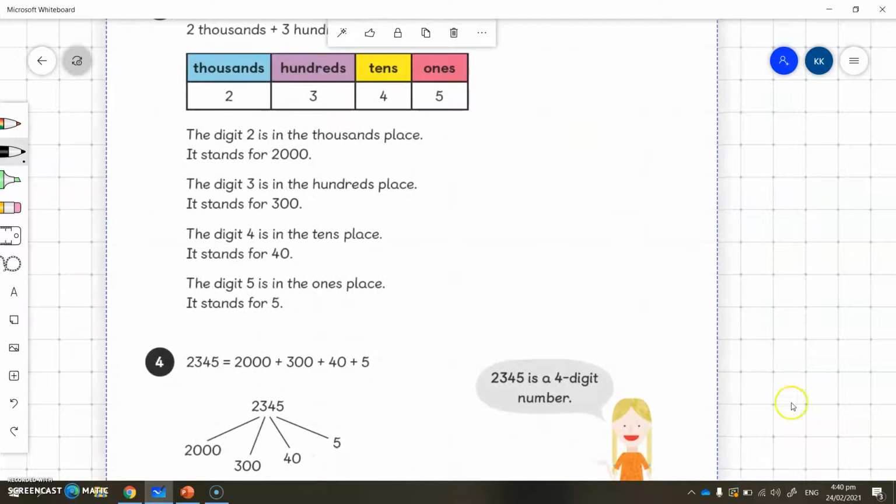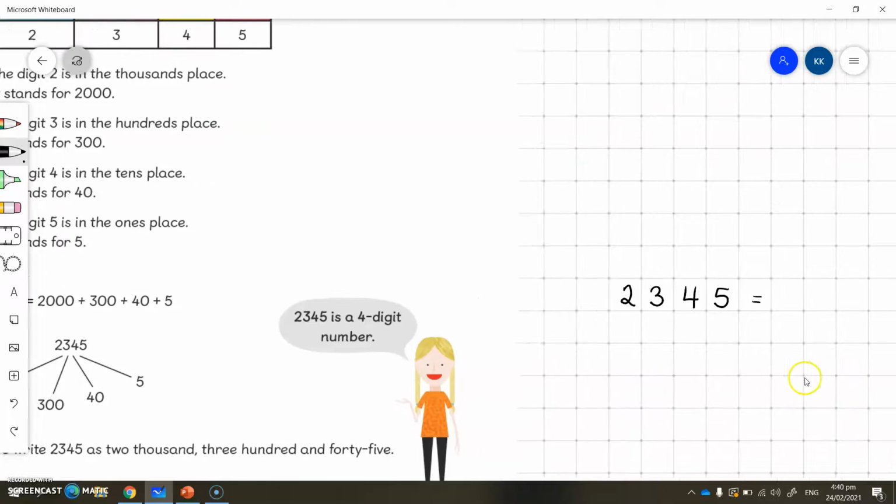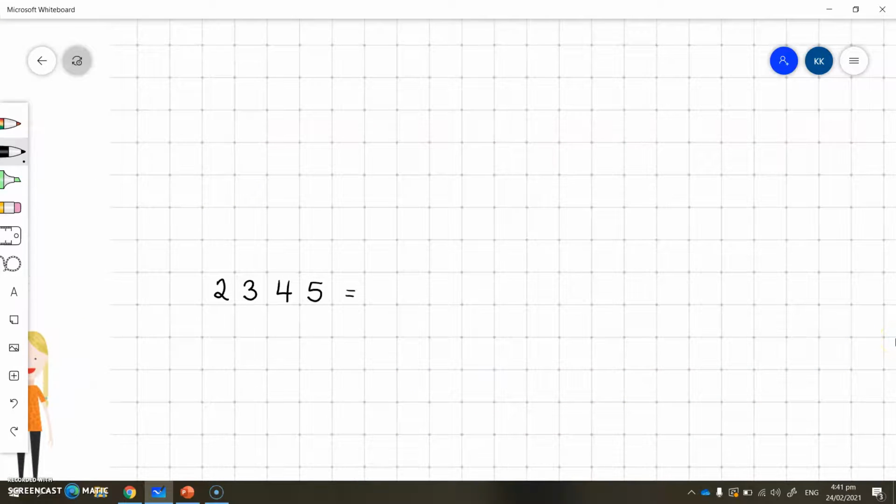Now here's an interesting way to look at our number. We could use expanded notation again, expanding our number into the thousands, the hundreds, the tens, and the ones. 2,345 equals 2,000 plus 300 plus 40 plus 5.